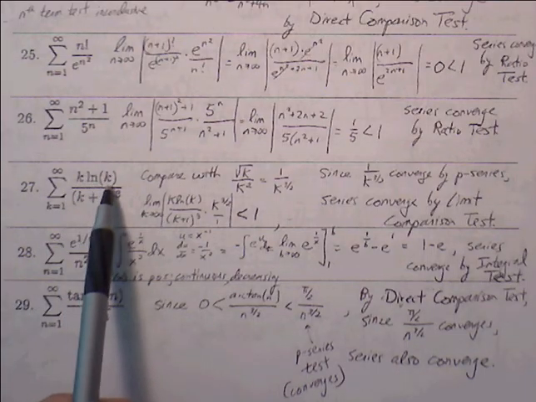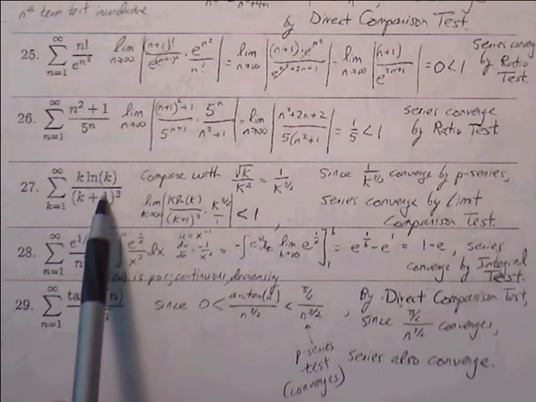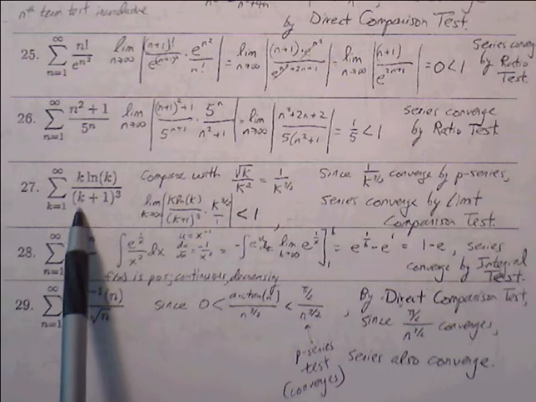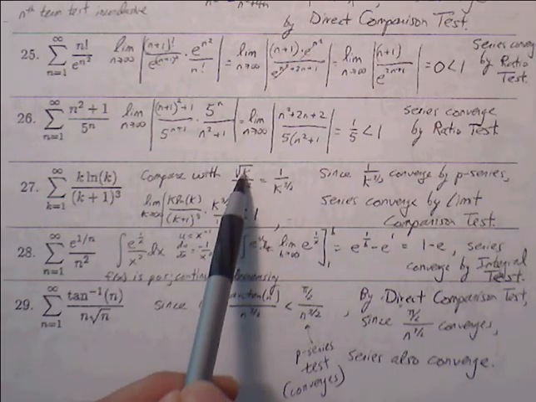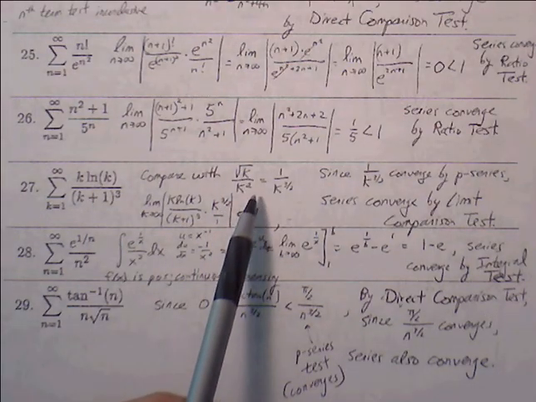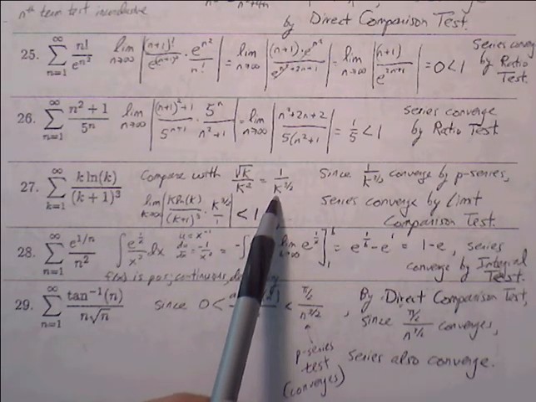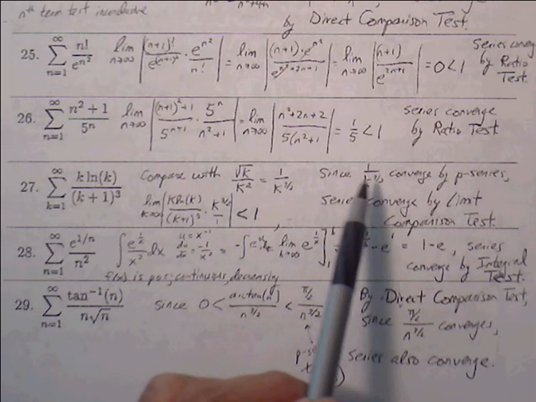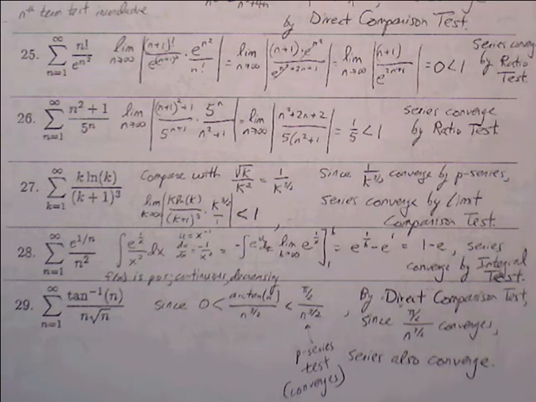27, k natural log of k over k plus 1 cubed. So let's do a comparison test here. We know that k over k cubed is essentially 1 over k squared. And for natural log of k, we can use something that is a little bit greater than natural log of k, which is square root of k. So square root of k over k squared is essentially 1 over k to the 3/2. So if we're comparing with 1 over k to the 3/2, we know that this will converge by the p-series, since in this case 3/2 is greater than 1.